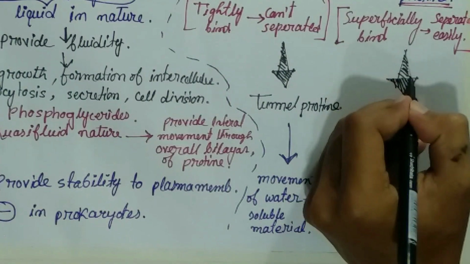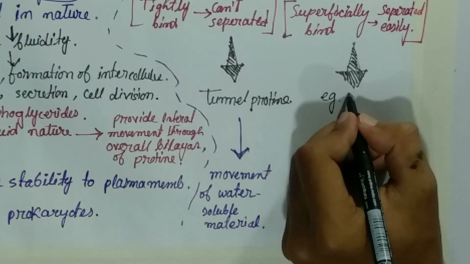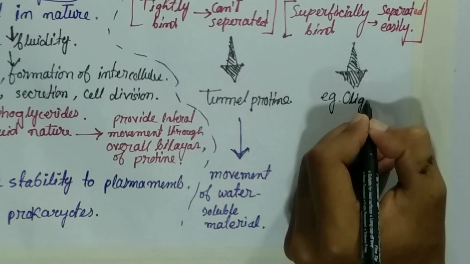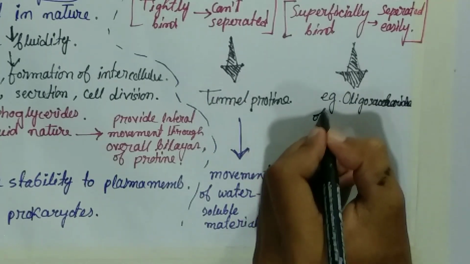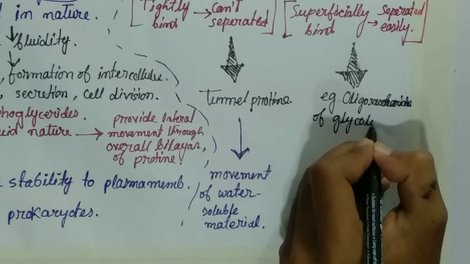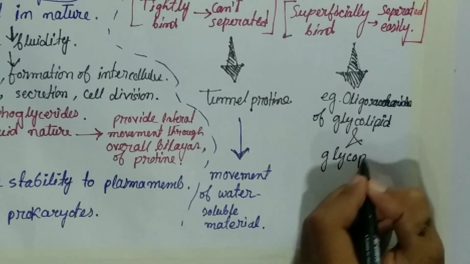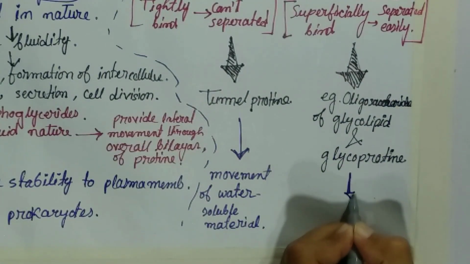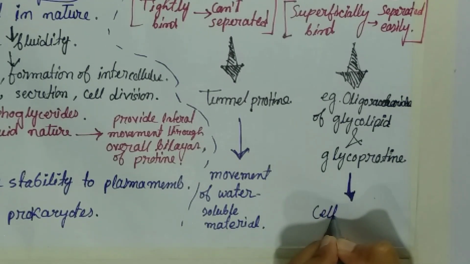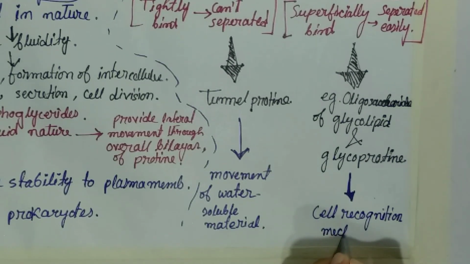On the other hand, the peripheral or extrinsic proteins are oligosaccharides of glycolipid and glycoprotein. These oligosaccharides of glycolipid and glycoprotein, present as the peripheral or extrinsic proteins, help in the cell recognition mechanism. The best example of cell recognition mechanism is fertilization.